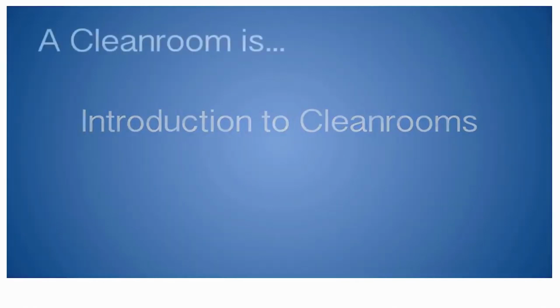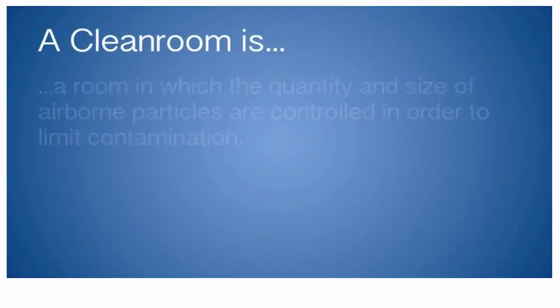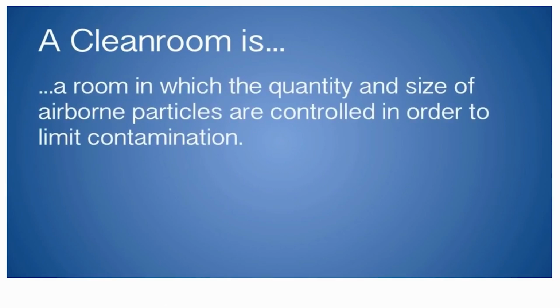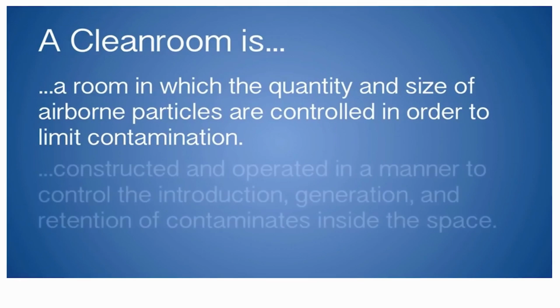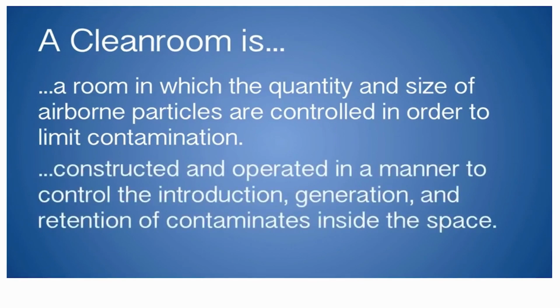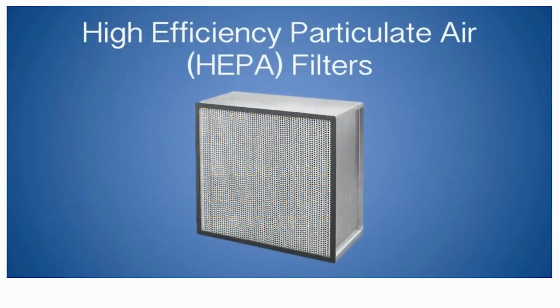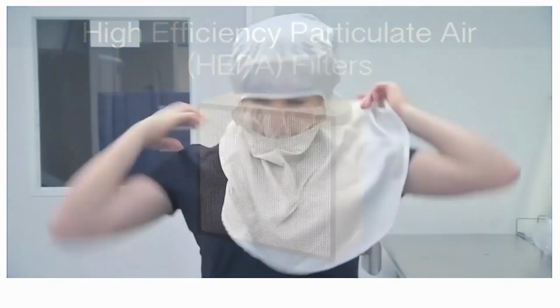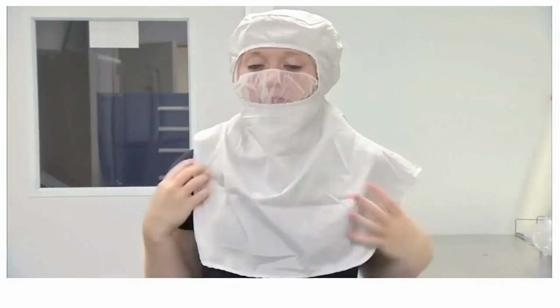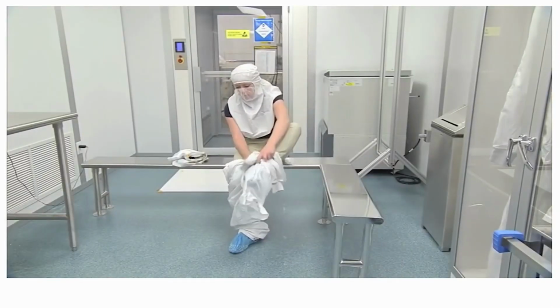Introduction to clean rooms. What is a clean room? A clean room is a room in which the quantity and size of airborne particles are controlled in order to limit contamination. A clean room is also constructed and operated in a manner to control the introduction, generation, and retention of contaminants inside the space. Filtered air flows into the room through high-efficiency particulate air, or HEPA filters. Clean rooms are classified based on the amount of allowed airborne particles in the room at any given time. The fewer particles allowed, the more precautions that must be taken in order to prevent contamination.